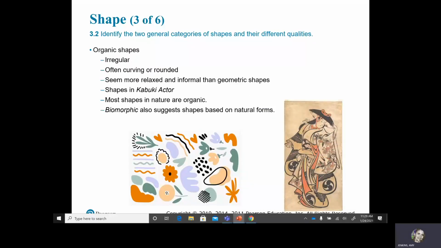Organic shapes are irregular. They're often curving or rounded. They seem more relaxed and informal than geometric shapes. We have organic shapes in the Kabuki Actor image on the right. Most shapes in nature are organic. Biomorphic also suggests shapes based on natural forms.